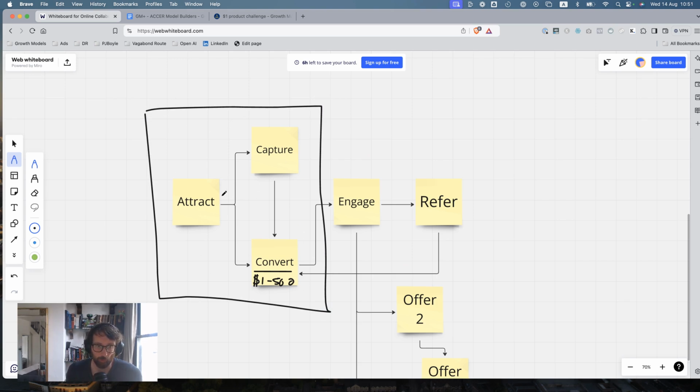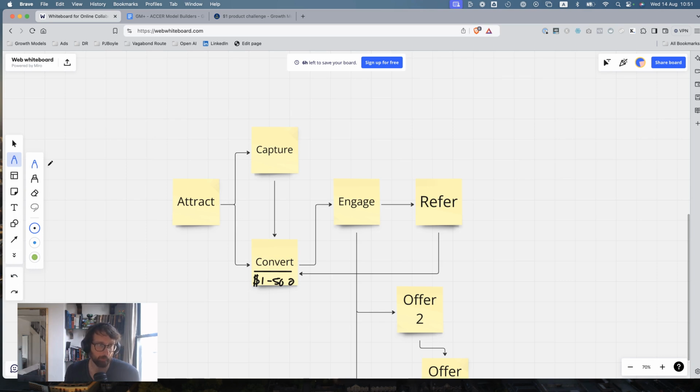And that is what we try and do in the $1 product challenge, when we're building these Akka models: we want to get people from whatever your attract mechanism. So for me, I use Facebook ads, down to here ASAP. Depending on the model that you build in, you might have to capture their email and then use a sales sequence to get them to convert. But you essentially want to get them here to buy something small from you as soon as possible, because the people who buy once will buy again. Sell people something small to identify the people who will buy once, because they will buy again.